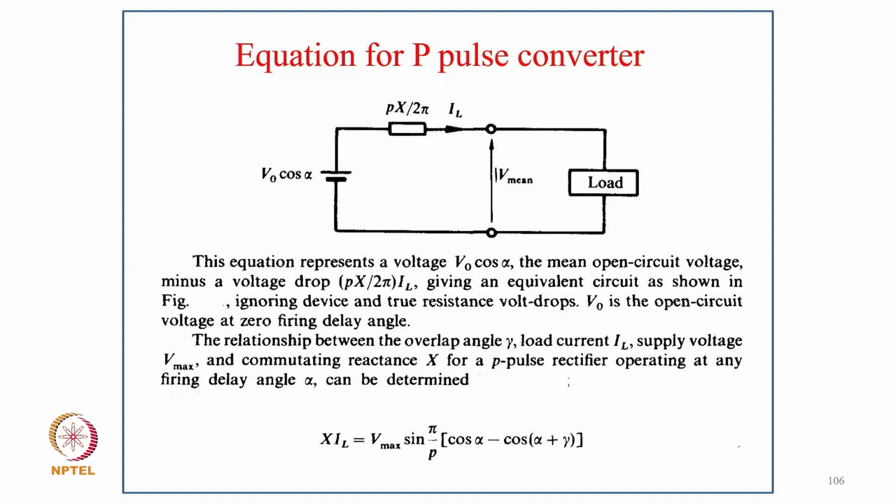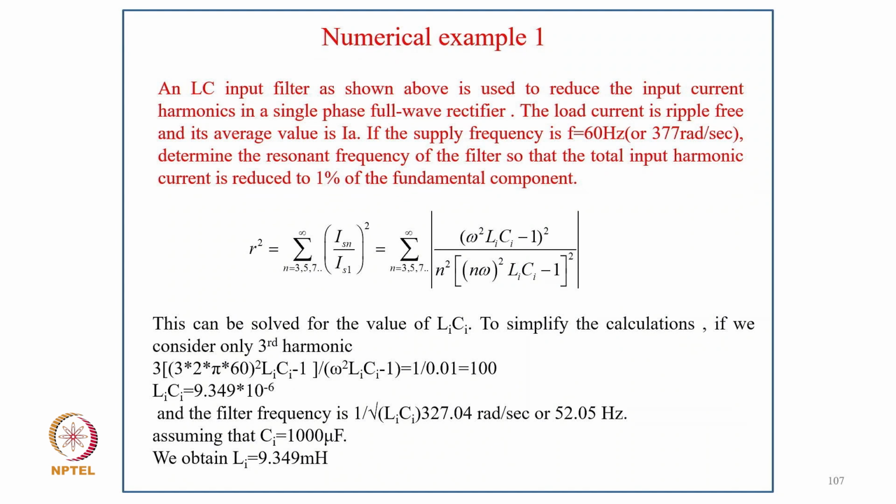The relationship between the overlap angle gamma, load current, supply voltage V max and commutating reactance for a P pulse rectifier operating at any firing angle alpha can be found out: X IL equals V max sin pi by P, in bracket cos alpha minus cos alpha plus gamma.